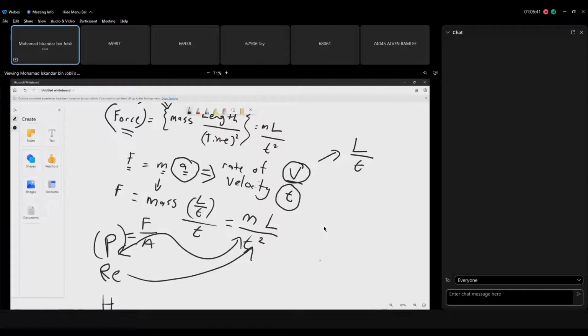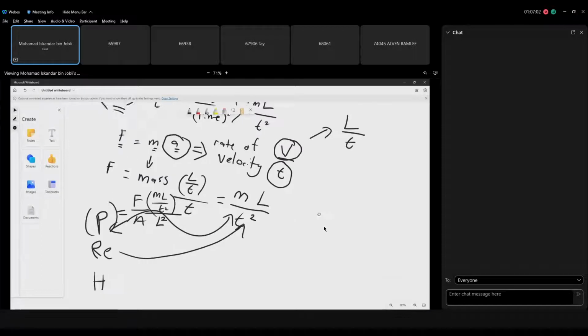This is ML over t square, and then area is actually L multiplied by L. So this one is divided by L square.